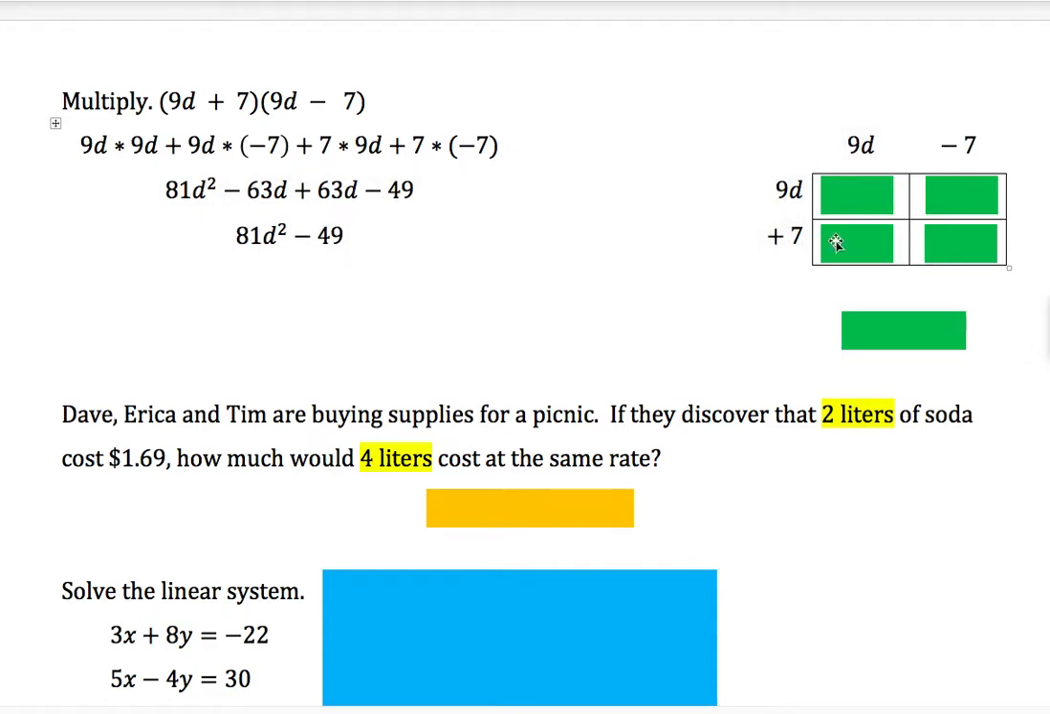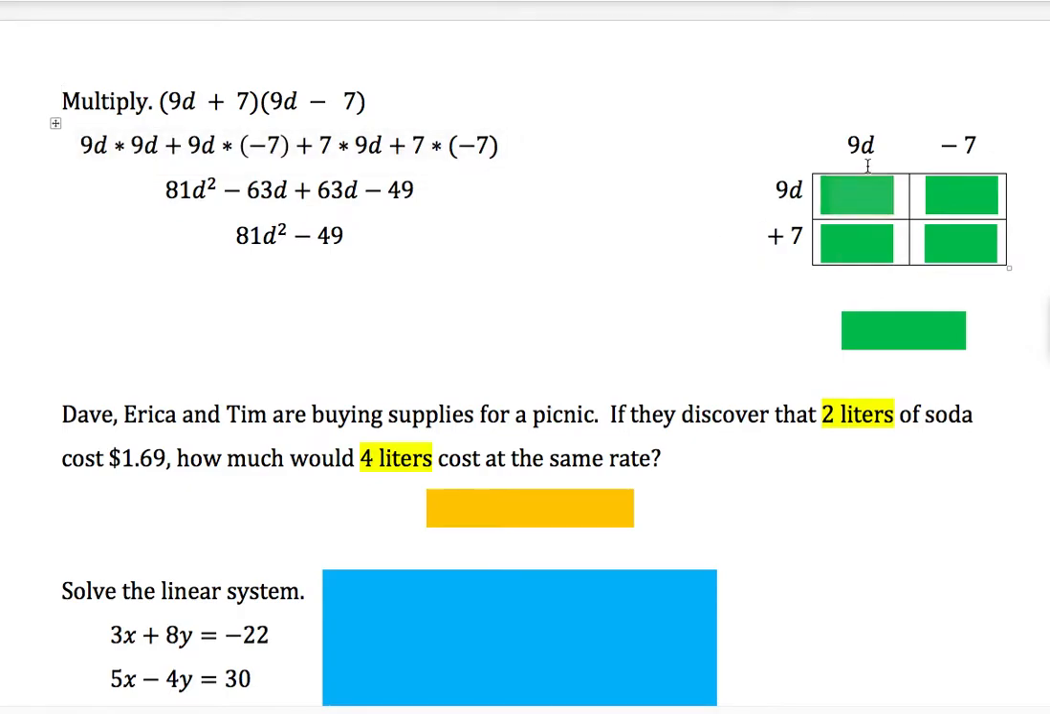You can box this instead of FOILing. You just set up your boxes, and it doesn't matter which terms you put where. You can put the first binomial up top and the second binomial on the side, or vice versa. I think I put the first binomial on the side and the second one on the top. It really does not matter where you put those as long as you have one on one side and one on the other side.